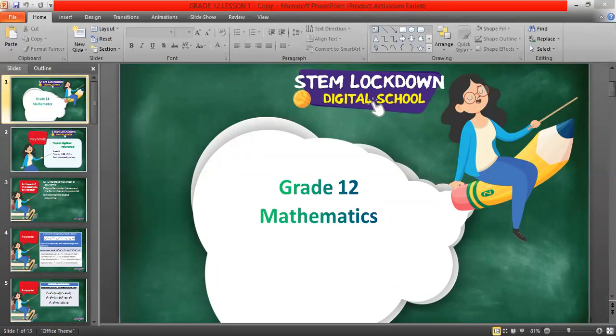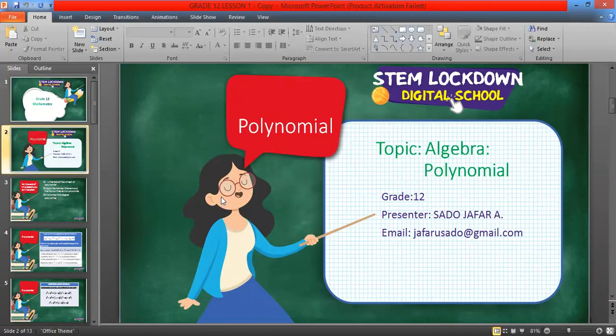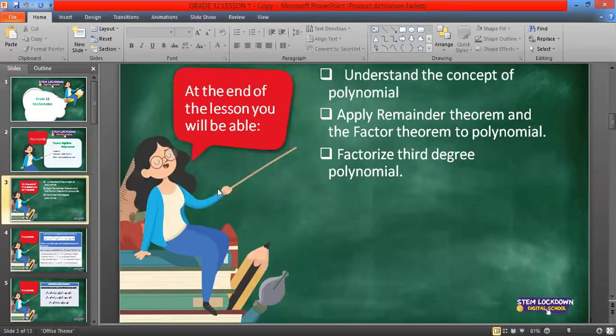I'll be taking you in mathematics, and today we'll be looking at polynomial. Again, we'll be looking at algebra, and precisely at polynomial. At the end of the lesson, we should be able to understand the concept of polynomial. We should be able to understand and apply the remainder theorem and factor theorem to polynomials, and we should be able to factorize third degree polynomials. By the end of this lesson, you should have a grasp of those.